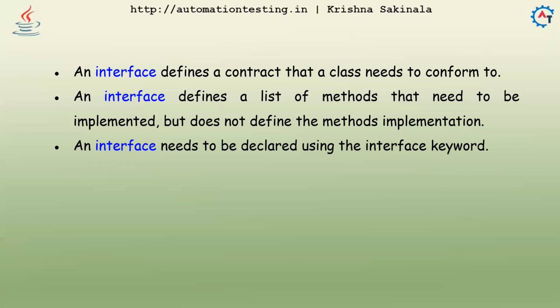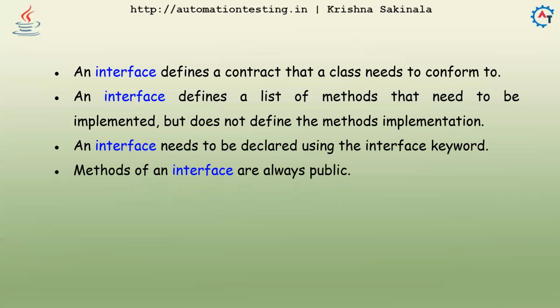So how do you define an interface? For that, we have one of the keywords called interface. We need to use that keyword to define an interface. Methods of an interface are always public. All the methods, whatever you write inside the interface, should be public.